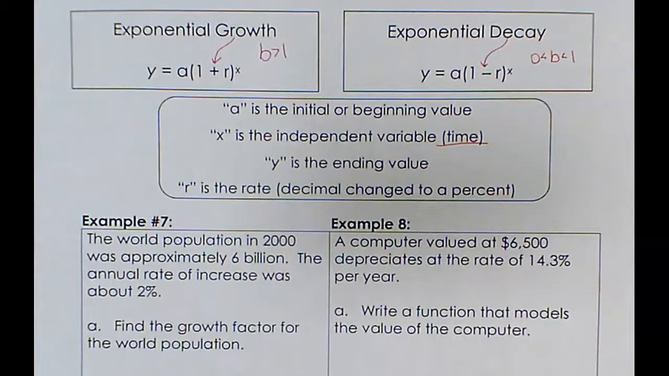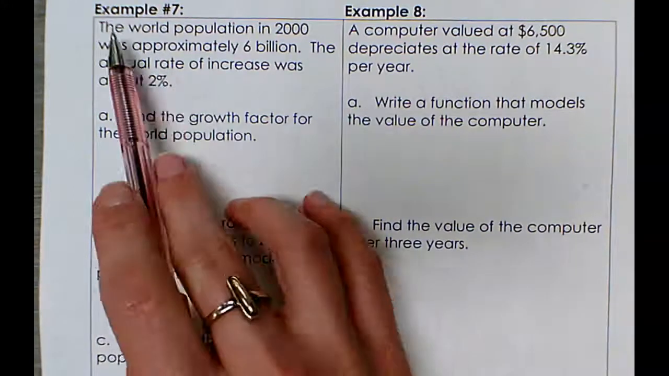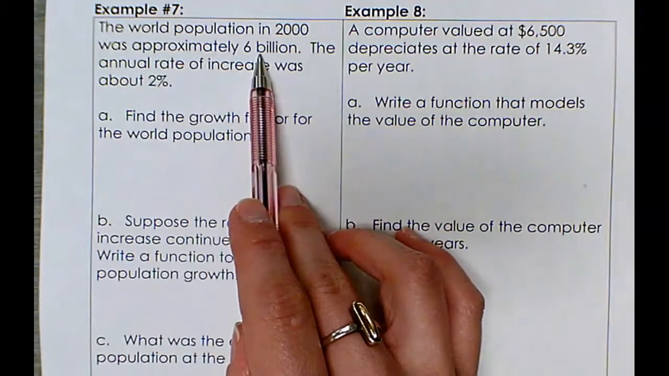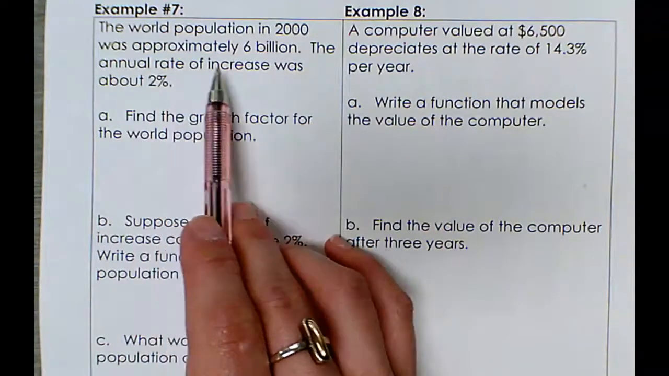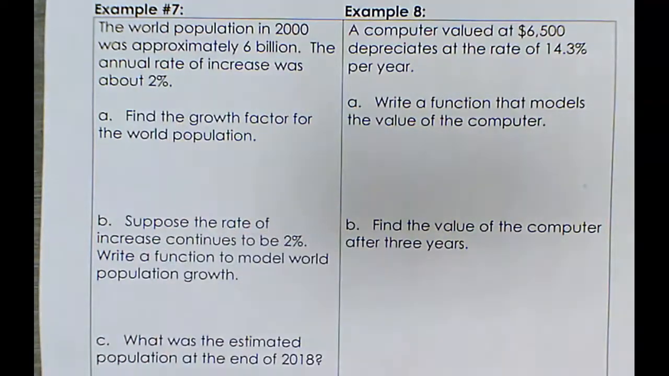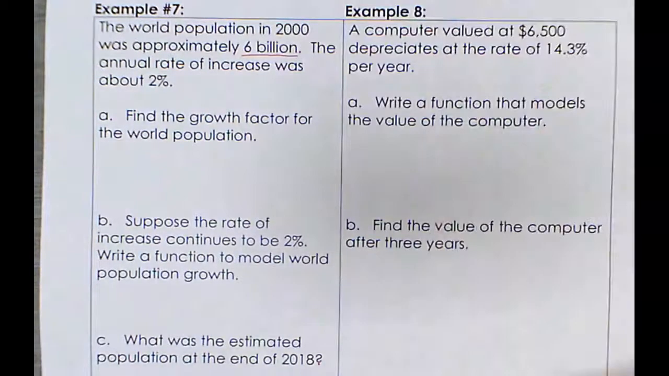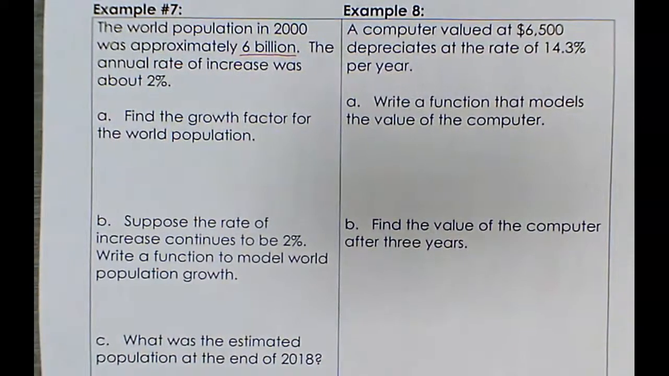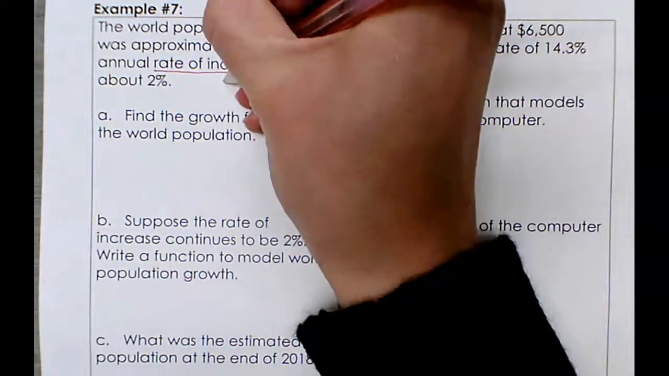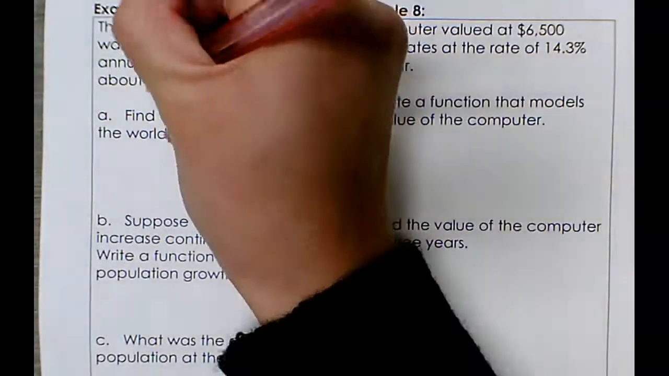So we've got 2 problems today to work on. Example 7 says, the world population in the year 2000 was approximately 6 billion people. The annual rate of increase was about 2%. So, some things that I notice is that the population in 2000 was approximately 6 billion. That seems to be my starting point. And then the annual rate of increase, that means growth. So increase signifies growth, was about 2%.